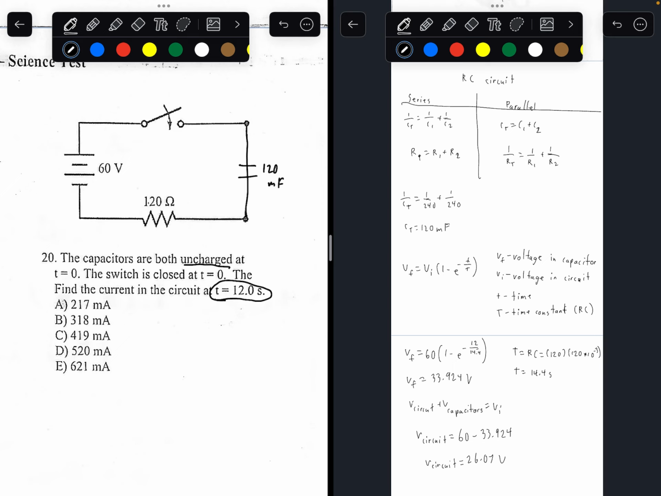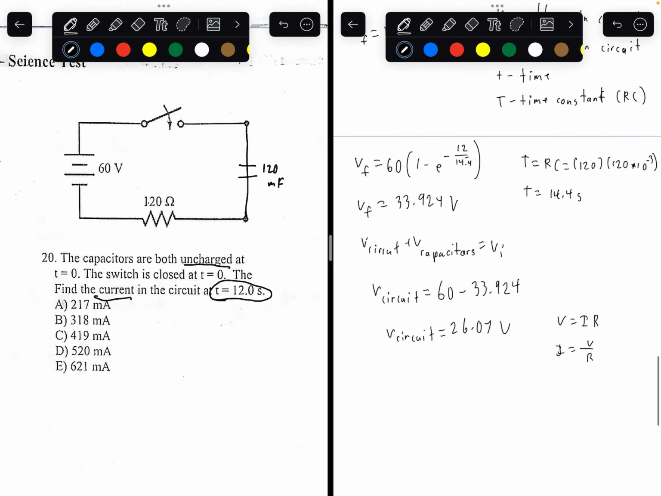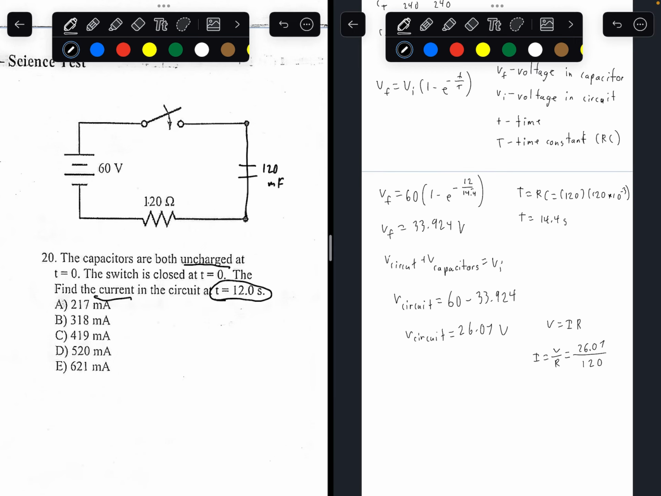But you don't want to find the voltage in the circuit, you want to find the current in the circuit. So now it's a matter of using Ohm's law. Voltage equals current times resistance. Current in the circuit is equal to the voltage divided by resistance. So current equals voltage divided by resistance, where voltage is 26.07 and the resistance is 120 ohms. You would just solve for this to get the answer.